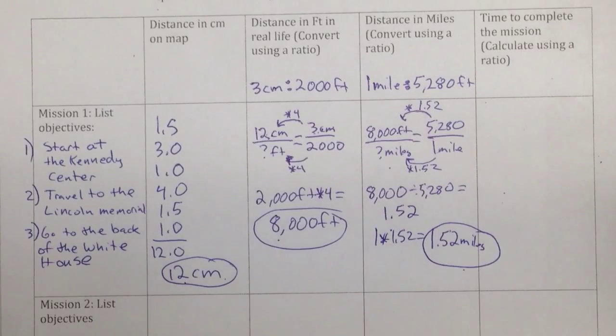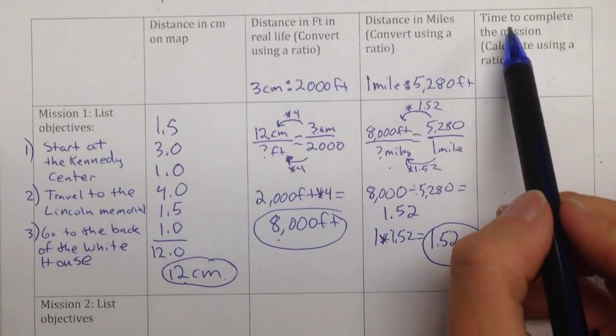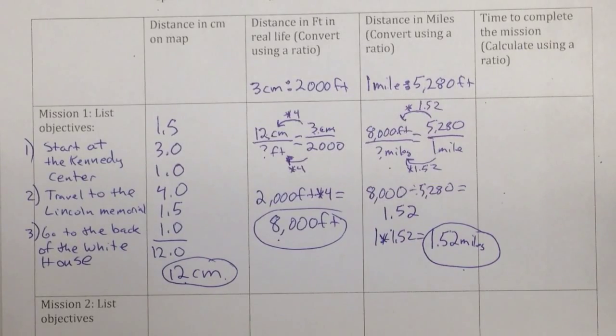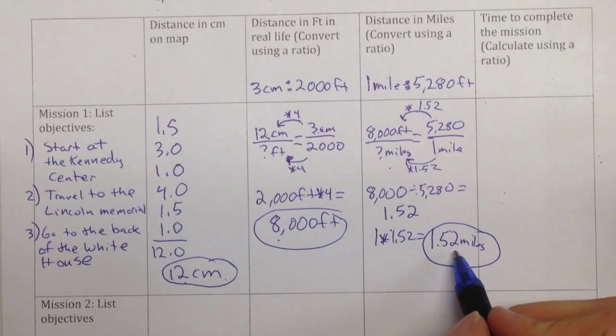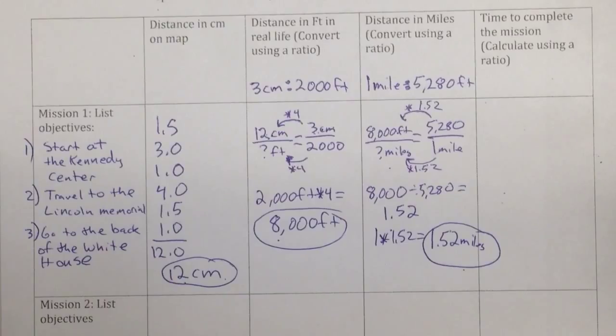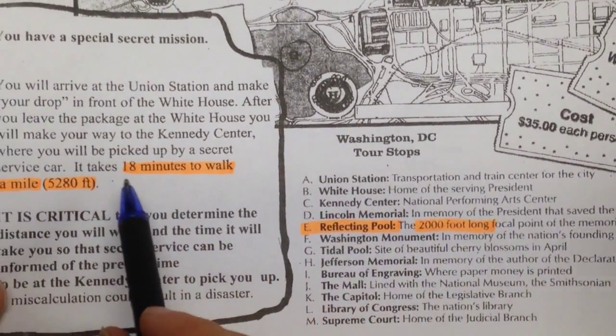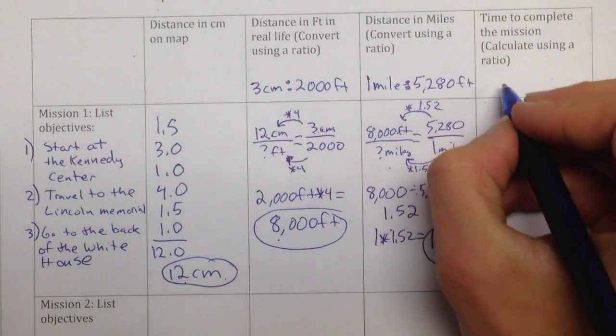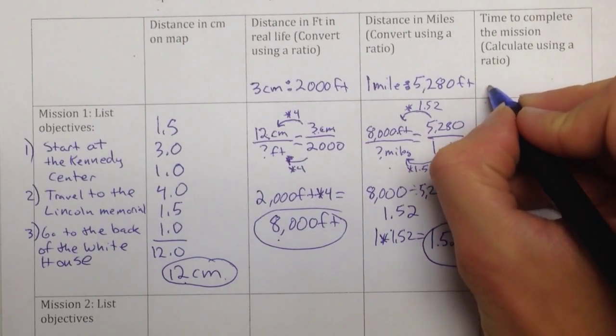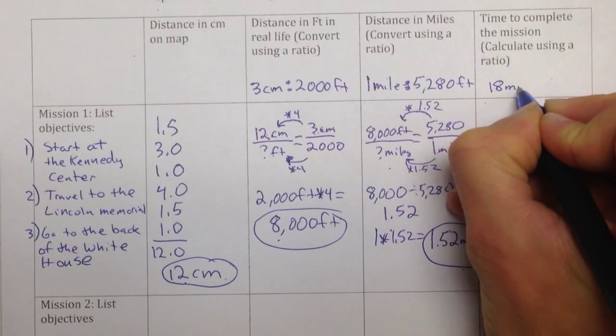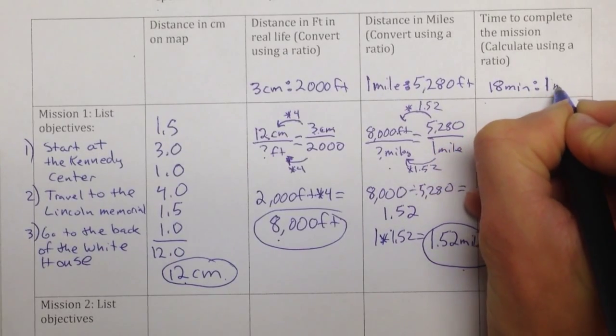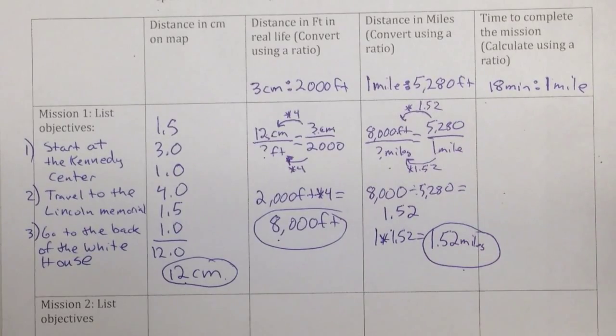So then the last thing I need to complete, we're almost done. I just need to figure out how much time it's going to take. Because in the secret mission, it talks about how you have to make sure you convey the information of exactly the precise time. So we're going to figure out exactly how much time it would take. And according to this, it told us that it's going to take 18 minutes to walk 1 mile. Seems kind of slow, but that's what they're telling us. So we're going to put 18 minutes to 1 mile. Okay, so again, we're seeing everything's a ratio. Everything's about how something compares to something else.